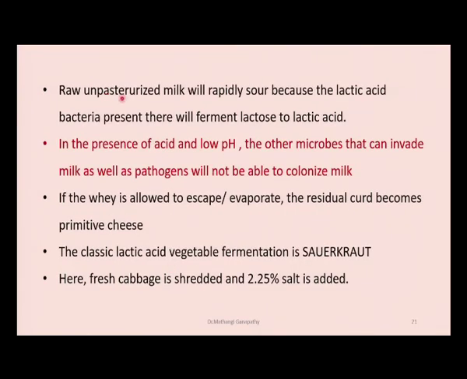Raw unpasteurized milk will rapidly sour because lactic acid bacteria are present there, and that organism will ferment the lactose into lactic acid. Once the lactose is converted into lactic acid, which has a low pH, the pH drops and you have an acid present. So now the pH drop as well as the presence of the acid will prevent other microorganisms and pathogens from invading the milk.